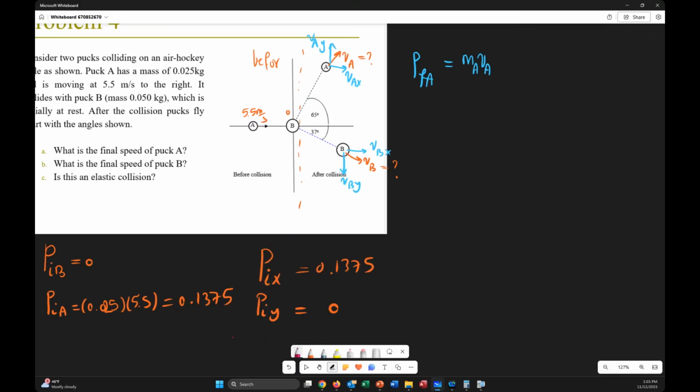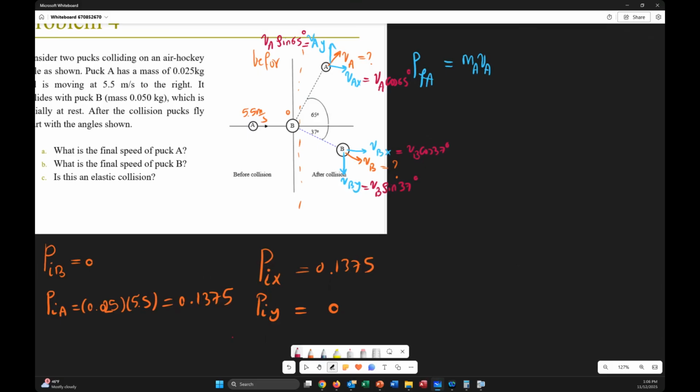Okay, so what is the VAX? It's going to be velocity of A, yes, times cosine 65 degree. What is the VAY? Velocity A times sine 65 degree. Good. How about VB? What is the angle? Cosine 37, yes. What is the velocity in the y-axis? VB sine 37 degree. Good.